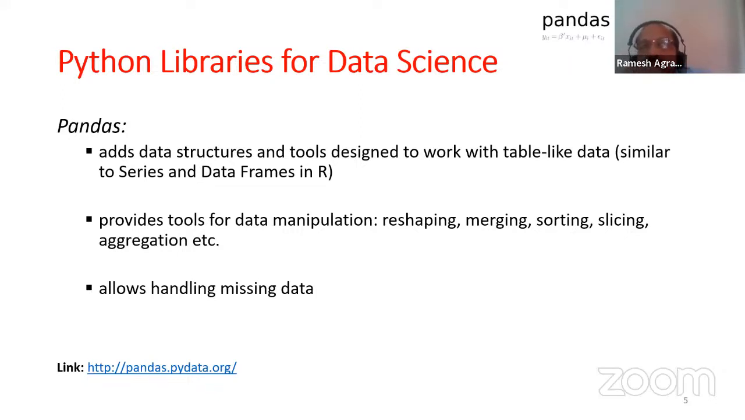Because sometimes while somebody is collecting the data, it's possible that he forgets to write one value for one particular attribute, or that attribute was not readily available at that moment of time. So before you start analyzing the data, you need to handle missing data.